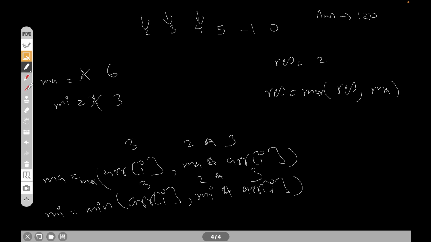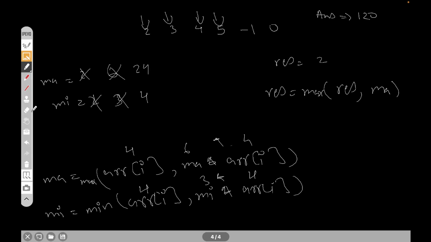So if we change this, array of I stores the value as 4. MA is 6, and MI is 3. So this is 4 comma 24. The maximum of both of that will be 24, and that will be stored in our MA, and the minimum of 4 comma 12 will be 4. So this stores the 4. Now we come on to 5.